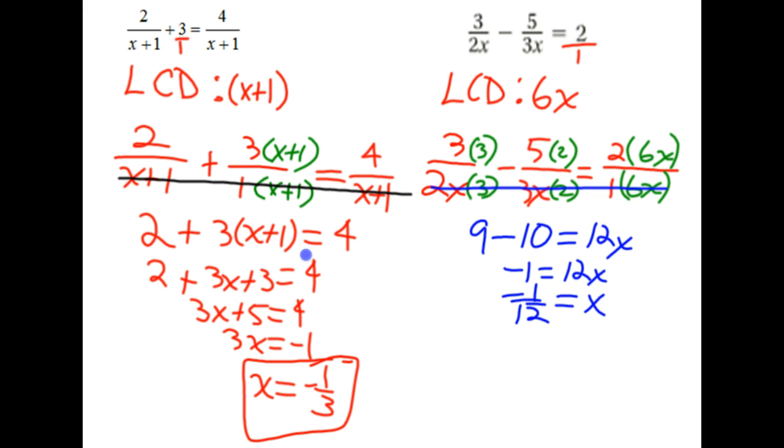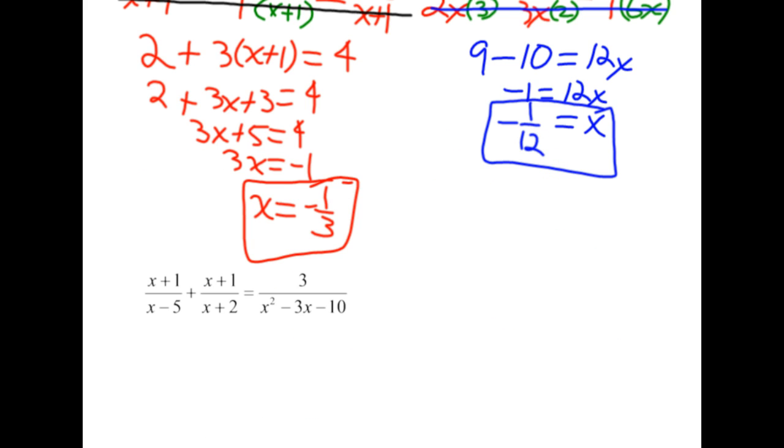Now, before I put my box around this answer to say that I'm done, I just have to make sure that I wouldn't get a 0 in the denominator of any of those fractions. By plugging in a negative 1/12 here, that's okay, and negative 1/12 here, that's okay. So I know that negative 1/12 is a good answer. I'm done. All right, let's do one more example, and then we'll call it a day.